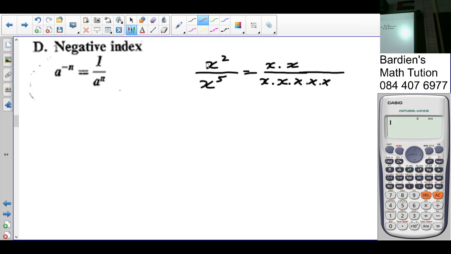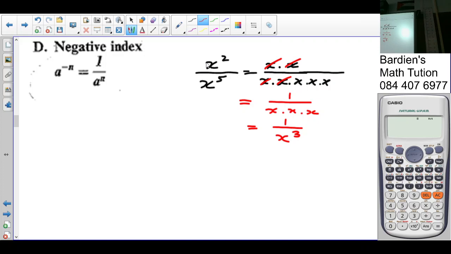People, what can happen here? x cancels x. Then x cancels that x. So in other words, I get 1 over x times x times x, which gives you 1 over x cubed. You all agree with that? Who's confused?